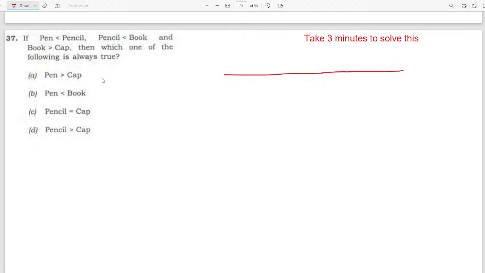So I'll draw a number line here. They're saying that pencil is greater than pen. And then book is greater than pencil. Pencil is here, book should be greater than pencil. Book will be here. And book is greater than cap. Cap would be somewhere on the left side of book, so it should be somewhere here or here.